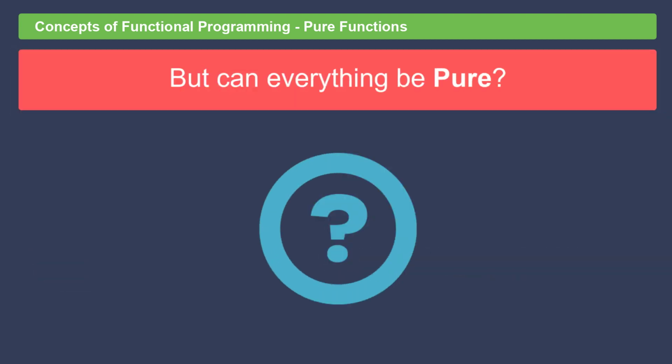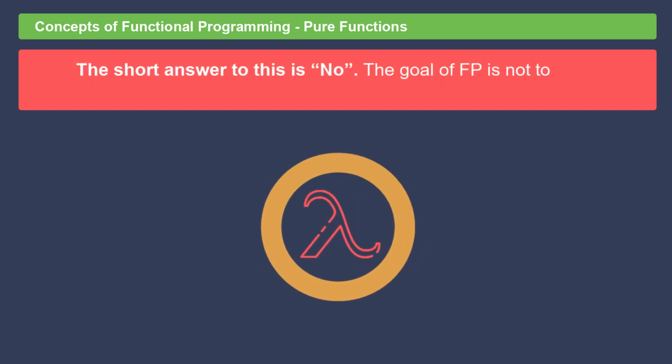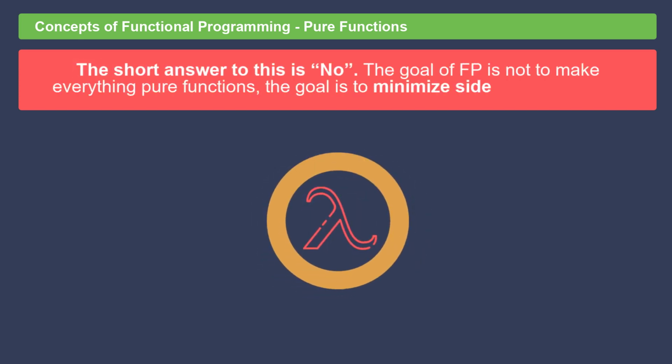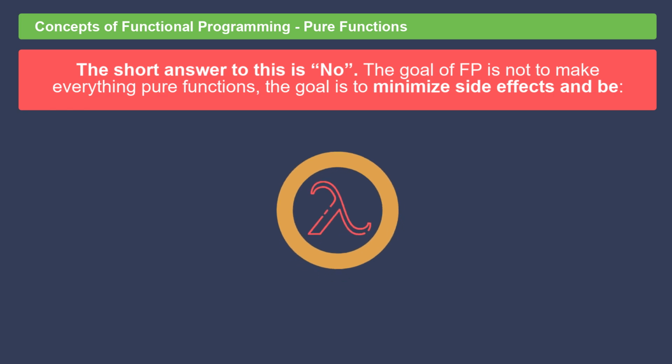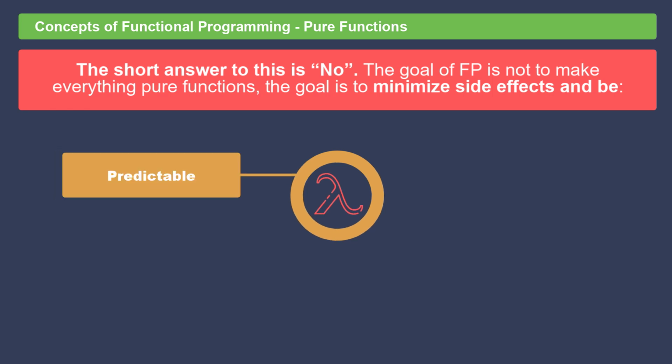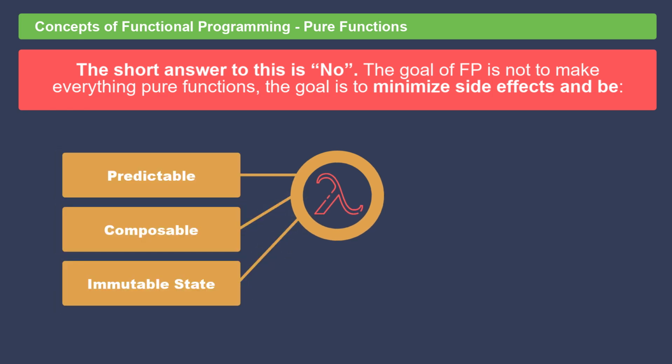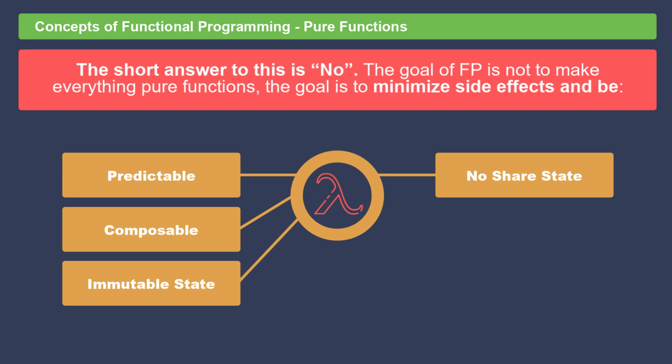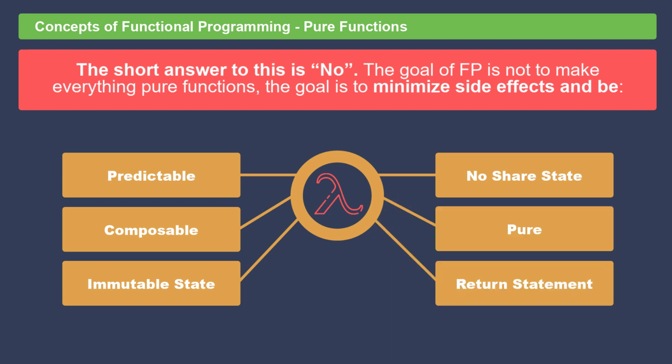But can everything be pure in our code? The short answer to this is no. The goal of functional programming is not to make everything pure functions. The goal of it is to minimize side effects and be predictable, composable, to have immutable state, to not share state between functions, to try to keep them pure, to return statements from our functions, and ideally each function should do only one task.